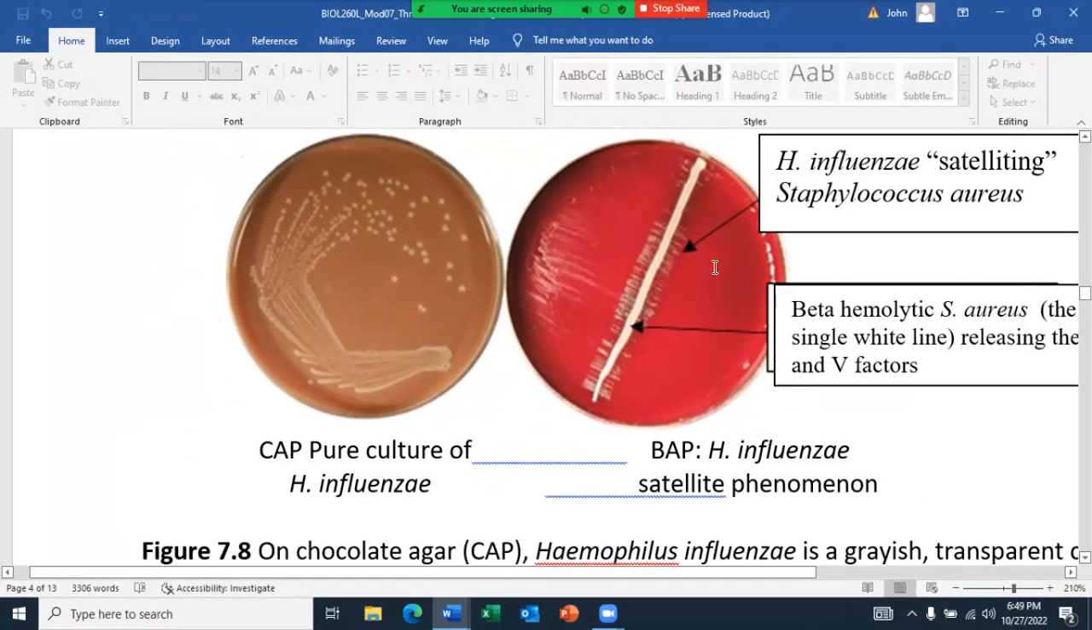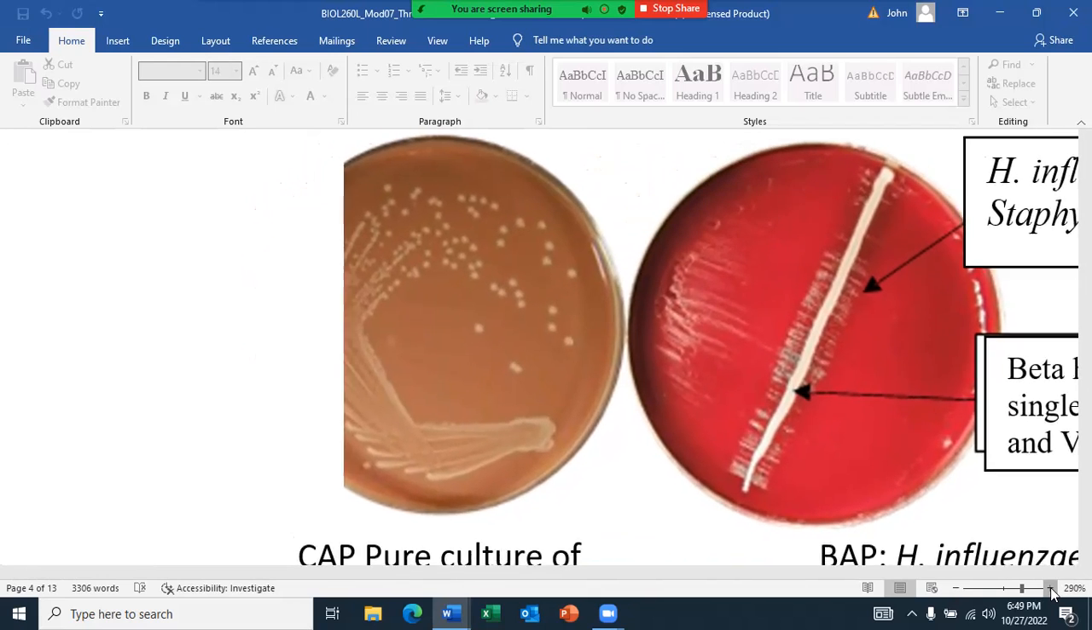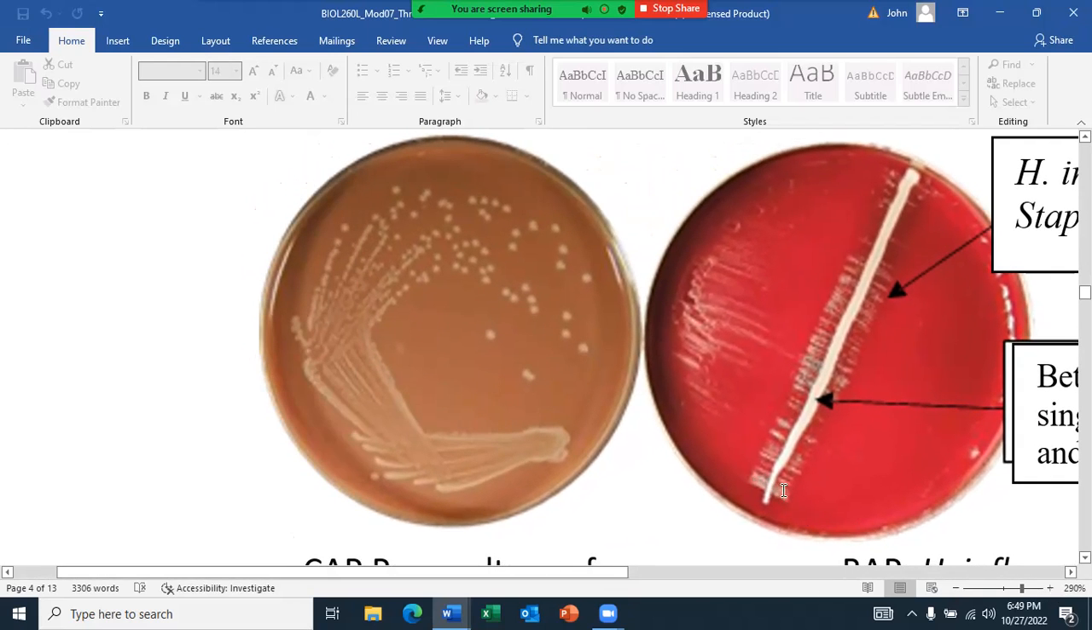Staphylococcus aureus on the plate. Like here, we have a single streak of Staphylococcus aureus coming along here, and that's that white streak this way. And then we streak the plate this way with Haemophilus influenzae. You can see that in this region of the plate, no Haemophilus influenzae is growing, but in this region of the plate, near the Staphylococcus aureus, Haemophilus influenzae is growing right here and right there, all along there.